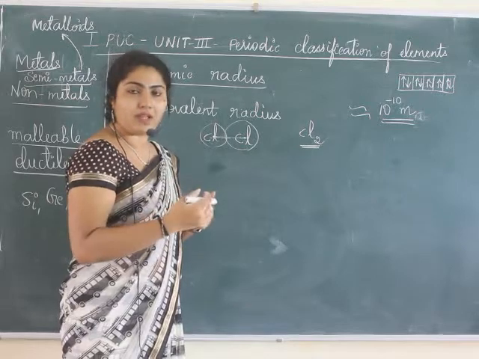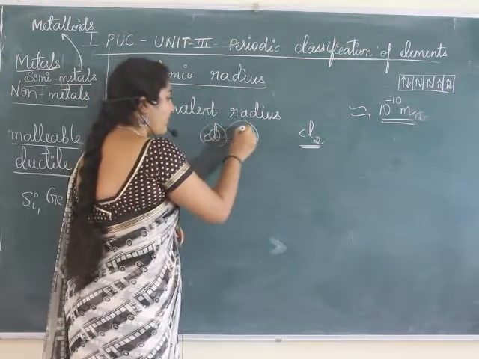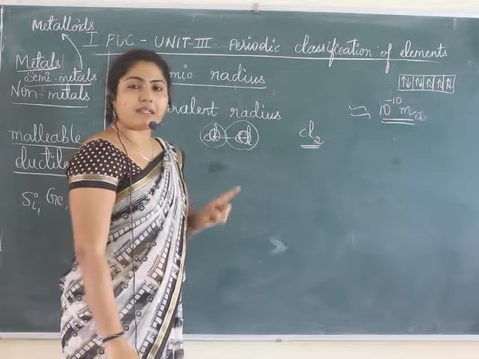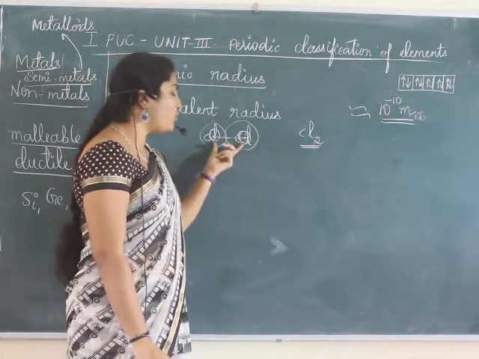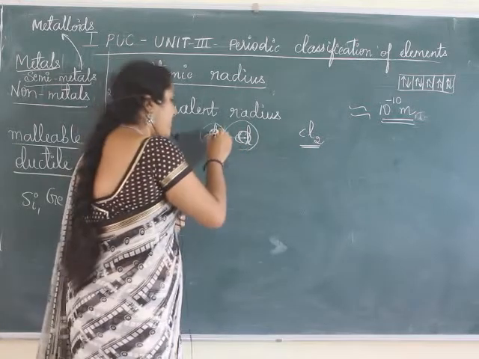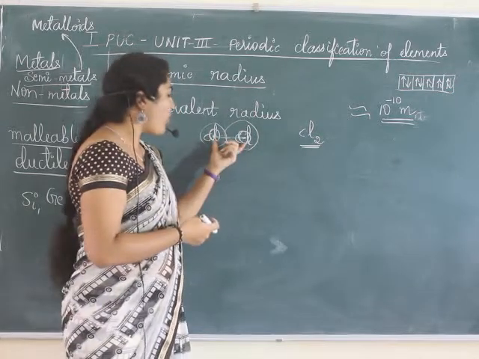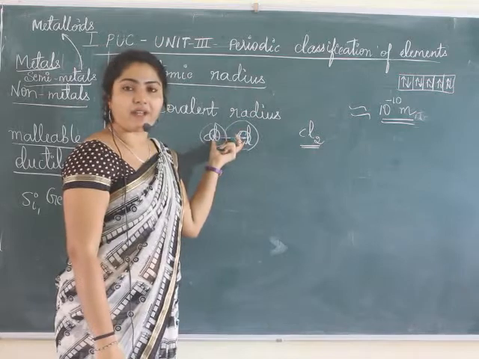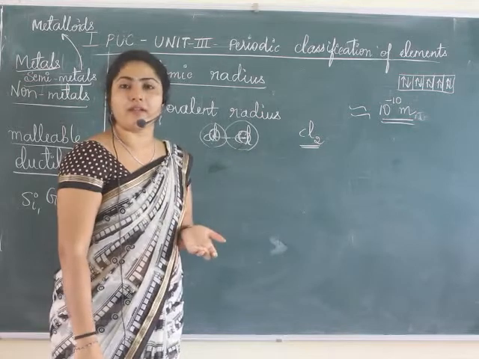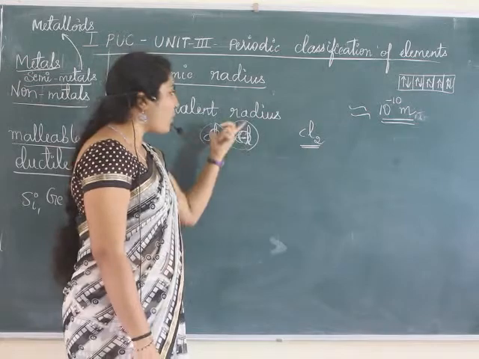Inter means between, nuclear means related to the nucleus. Here each atom will have a nucleus. So the internuclear distance will be taken between the two covalently bonded atoms, that is bonded by sharing of electrons. This one will give one electron, this one will give one electron, so bonding takes place. Between covalently bonded atoms, we find the internuclear distance, and if you take half of it, you get the radius of it, isn't it? So this is covalent radius.